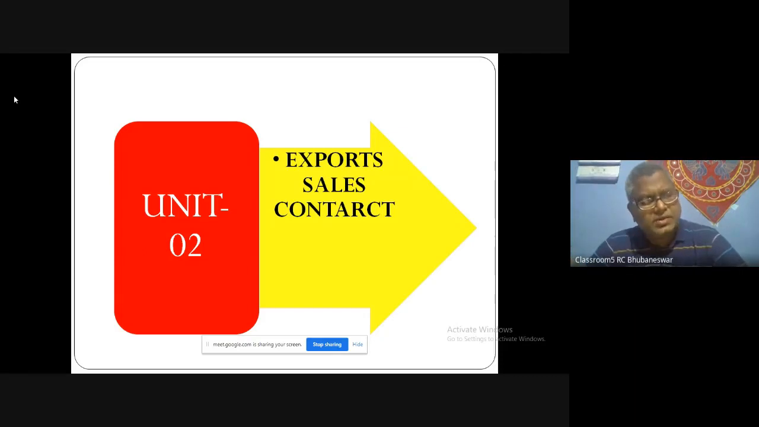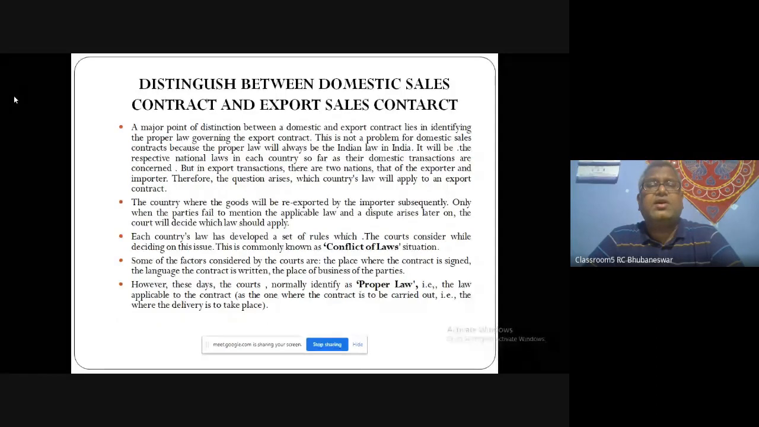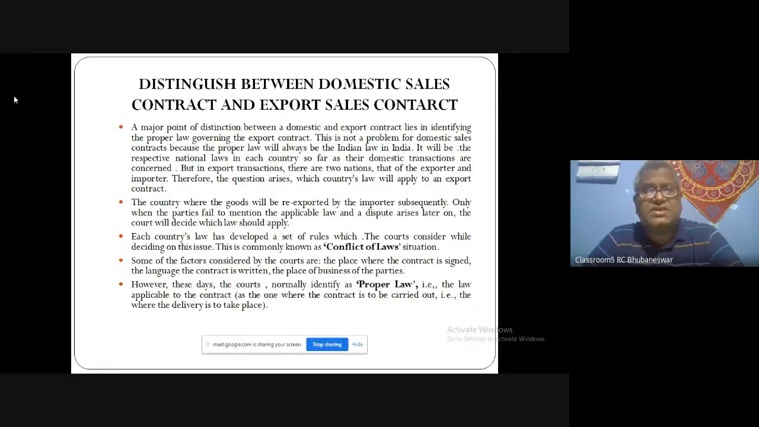But in Unit 2, another topic is called export sales contract. It is a very big topic, a big chapter. The question is, what is an export sale, or what is the difference between a domestic sales contract and an export sales contract? I have already discussed this somewhat in IBO-1.